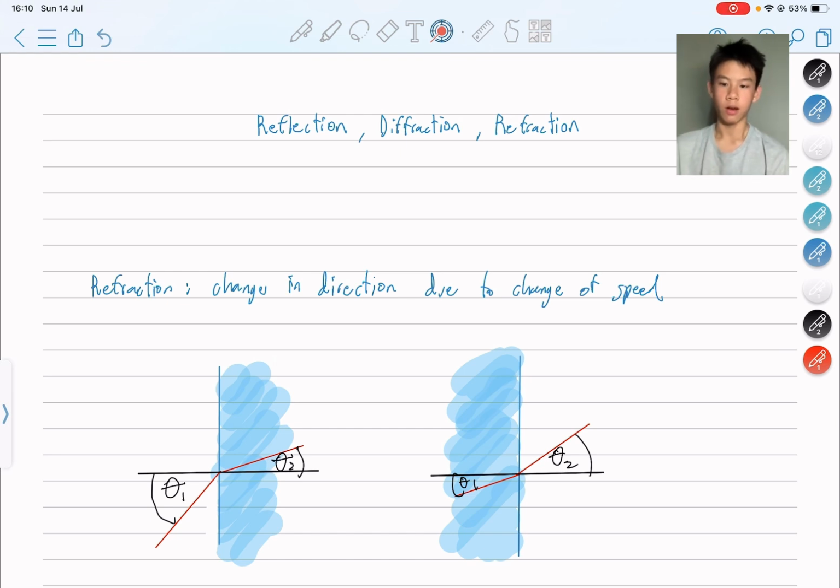Next up is the refraction of waves, which occurs when a wave changes direction due to a change in speed as it passes through the boundary of different mediums. I'll be talking mostly about light refraction.